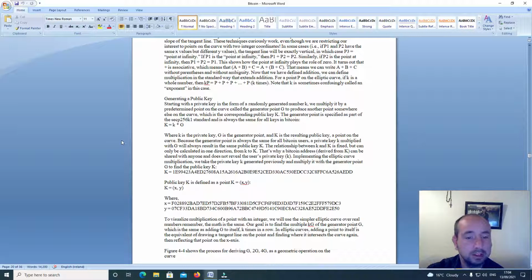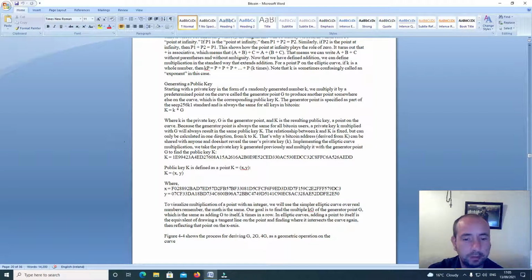Generating public keys. Starting with the private key in the form of a randomly generated number k, we multiply it by a predetermined point on the curve called the generator point G, to produce another point somewhere else on the curve, which is the corresponding public key K. The generator point is specified as part of the secp256k1 standard and is always the same for all keys in Bitcoin. K equals k times G, where k is the private key, G is the generator point, and K is the resulting public key, a point on the curve.